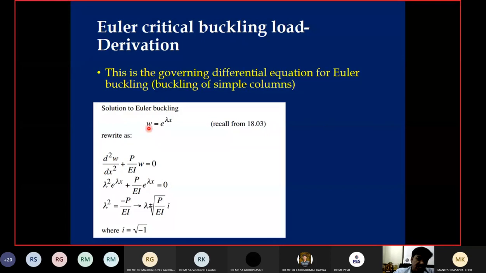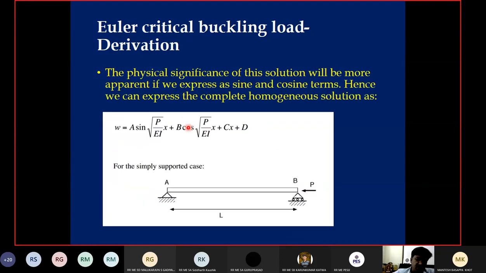In most of the textbooks, whatever you refer to, various things are used. Don't get confused. It's not going to hamper you much. I have assumed here e to the power of lambda x. Some papers would have assumed sine, some sine plus cos, some sine plus cos plus other constants like a, b, c, and d. Whatever they assume, ultimately it leads to the same goal of getting the solution to the problem. So here I will skip all those things. You basically will plug into that equation.